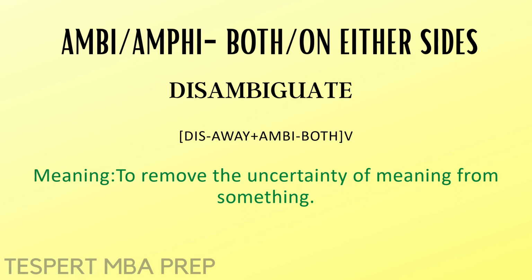The next one is disambiguate. What is meant by disambiguate? We know dis means away, ambi means both. So it means to remove the uncertainty of meaning from something, to remove the confusion. For example, punctuation in a sentence helps to disambiguate the meaning. So punctuation helps in removing confusion.